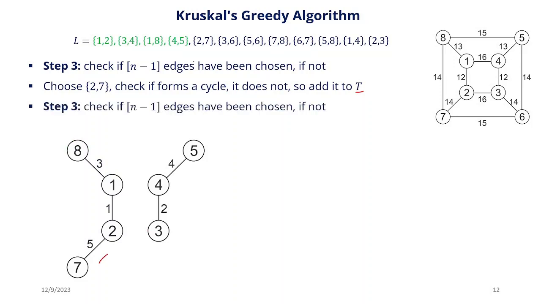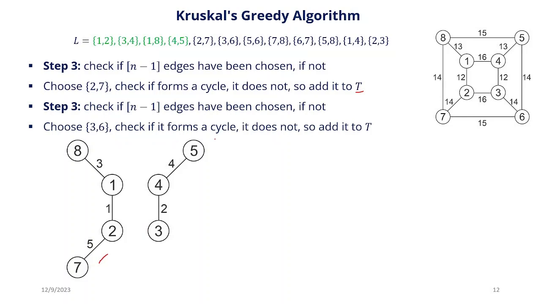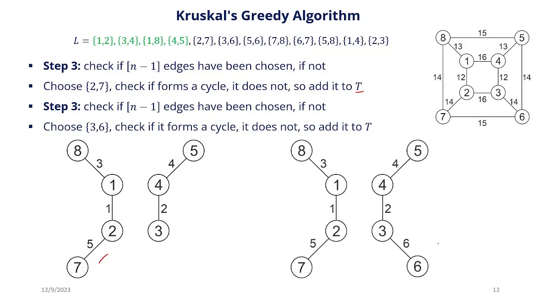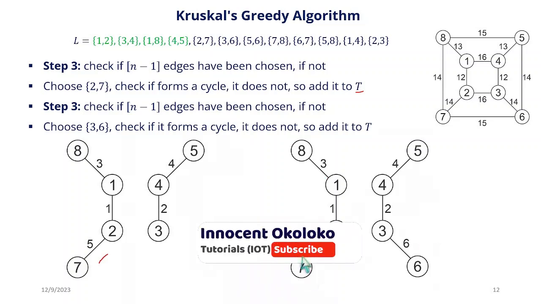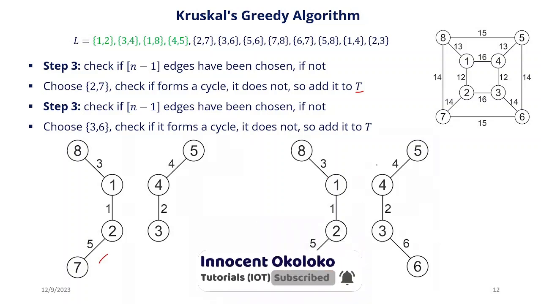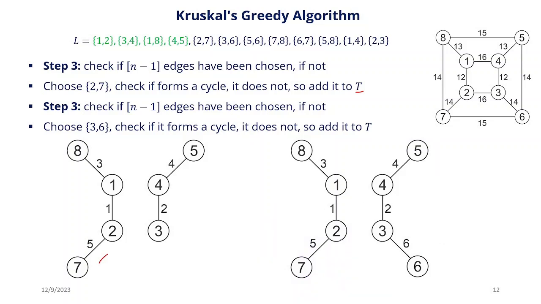And then again we look at the next thing there, which is 3 and 6. Check if 3 and 6 forms a cycle. It does not, so we also add it to T. And this is what we have. So at this stage, virtually all the vertices have been considered in the graph. We only need to do a little more work to close it, and then we have a spanning tree.